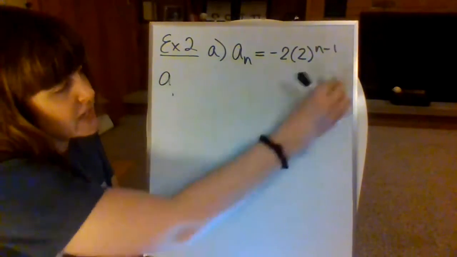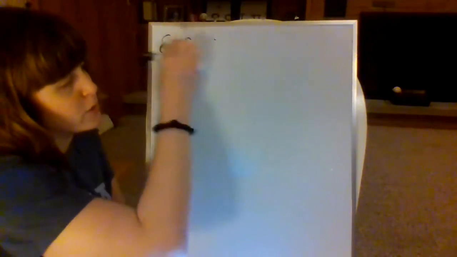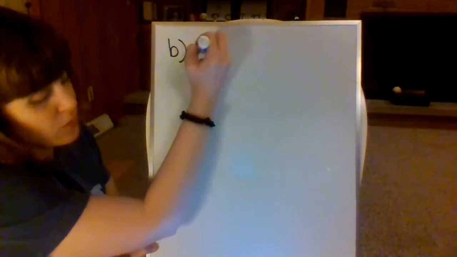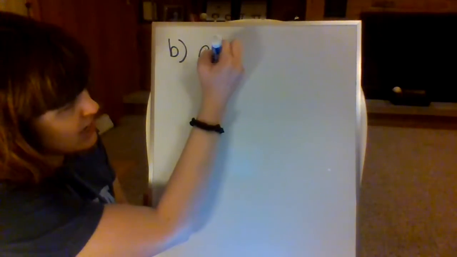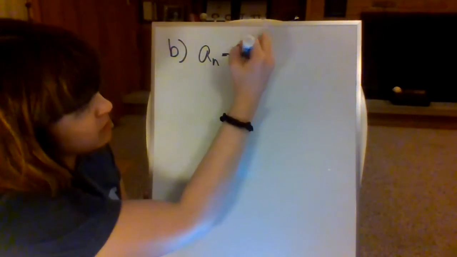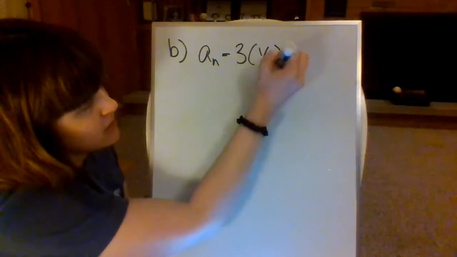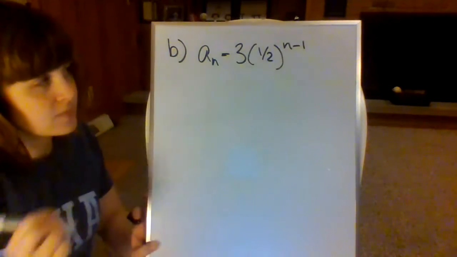Like, you don't have to type any dots or extra numbers. If it asks for the first three, just list the first three numbers. Okay, so part B, we're going to have this formula, a_n equals 3 times (1/2)^(n-1).